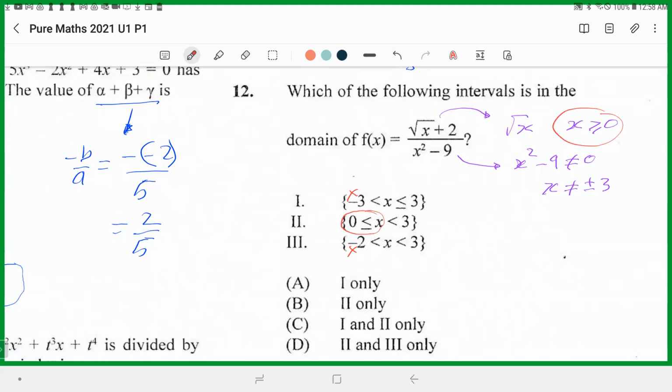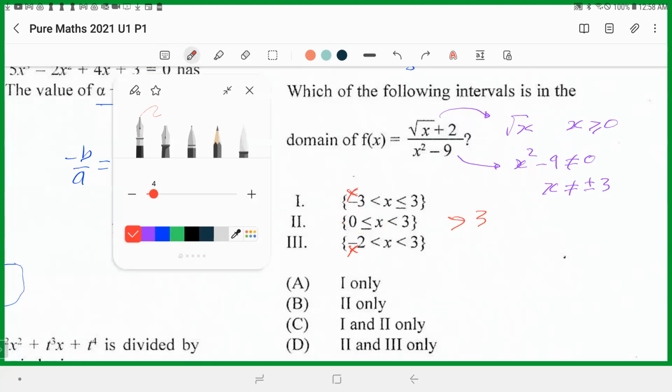Watch this now. I'm saying it also has to be less than 3, so that is in the domain. Greater than 3 is in there too, but let's say which one is in the domain. So this is okay, and the less than 3 can be in there. We say it can't equal positive or negative 3. So therefore the answer is 2 only. Understand that?